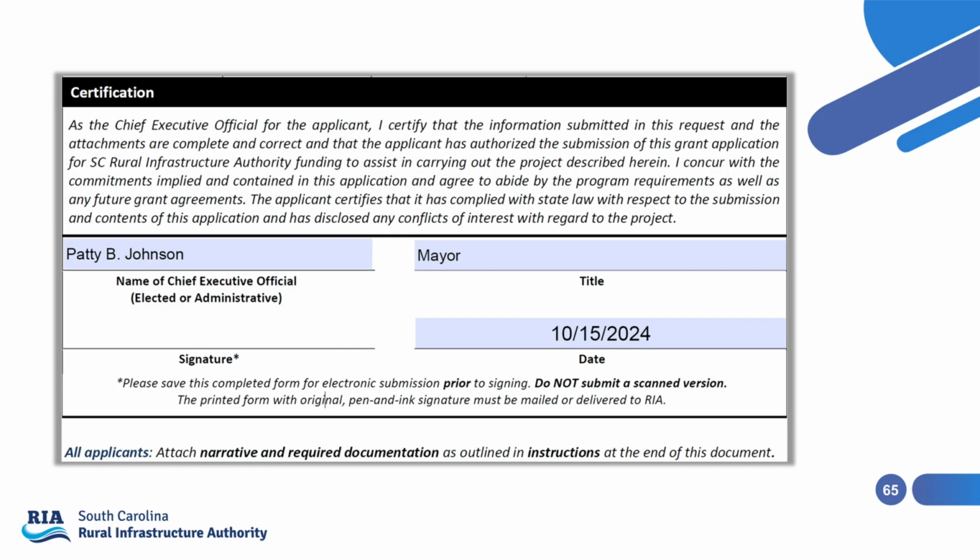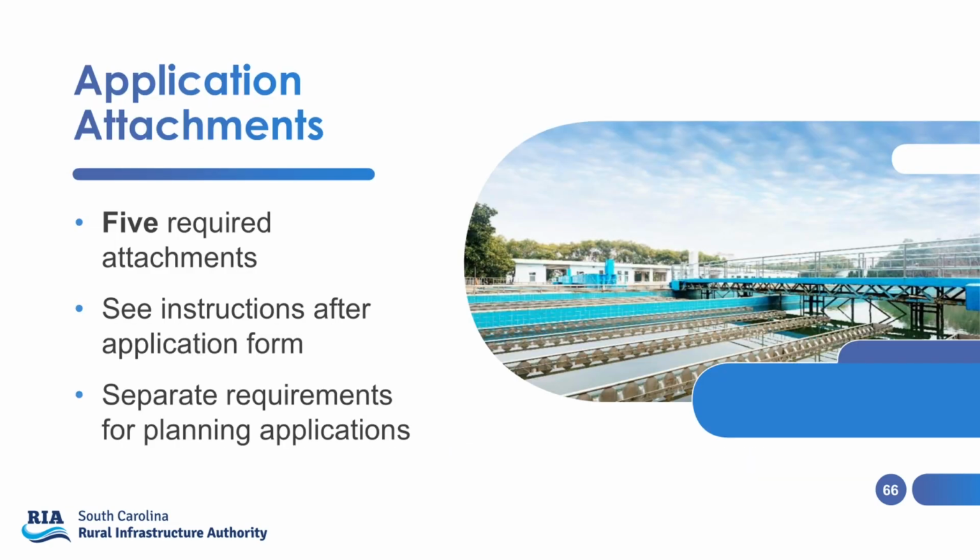Lastly, the application must be signed by the applicant's chief executive official, certifying that the information is complete and accurate. That could be either a chief elected official, such as the mayor, or an administrator or executive director. I'll provide more details on how and when to sign and submit the application in a few minutes.